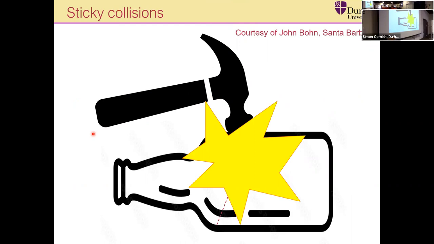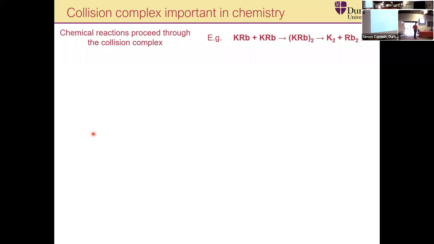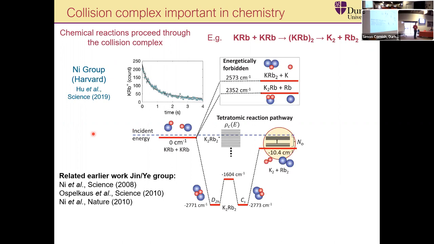So what can happen? Well, one thing that can happen is chemistry. There might be another way out of the bottle. And this is allowed in the case of KRb. So KRb can actually form this collision complex, but then it can come out as K2 and Rb2. And these collision complexes are very important in the pathway to these chemical reactions. This was famously first seen in the JILA experiments on KRb, but then Kang-Kuen Ni, and I hope we will talk about this, has done some beautiful experiments to actually see these complexes and see these reaction products that form as well.